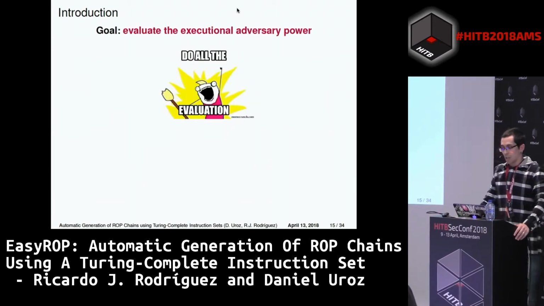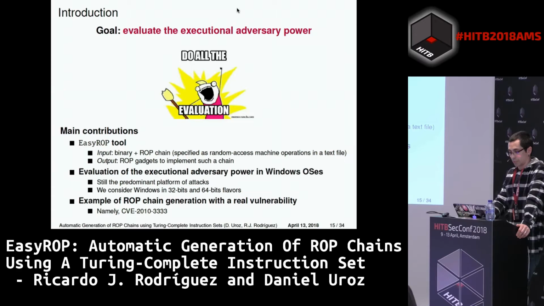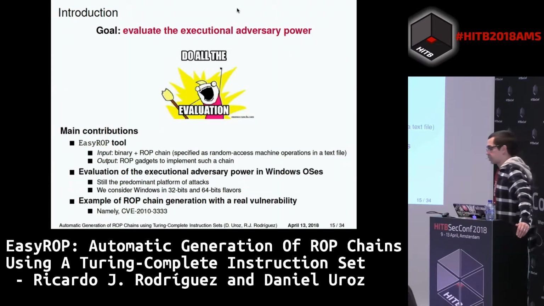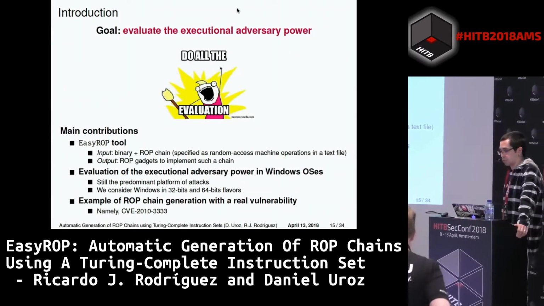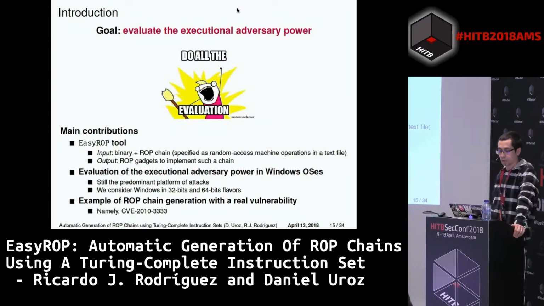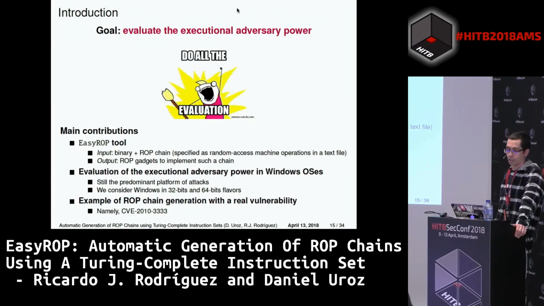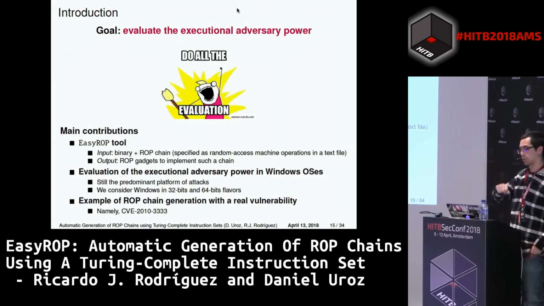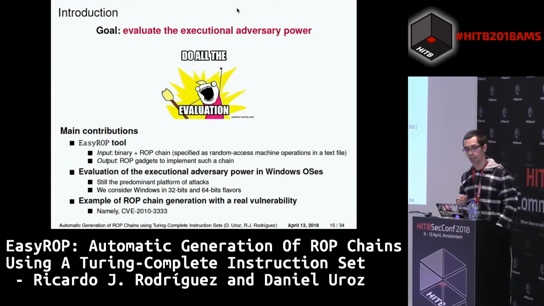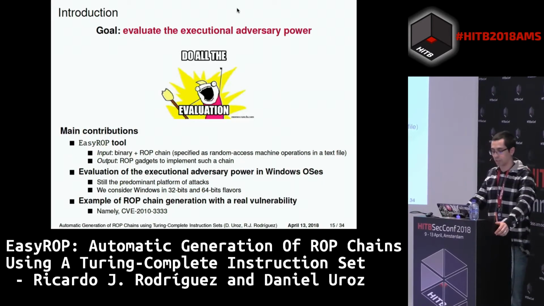So, considering this, we would like to evaluate the executional adversary power, okay? As the main contribution in this work, we have developed a tool, EasyROP, which takes as input a binary plus a ROP chain specified as the operations that we have seen before in a text file, and as output, the tool will give you directly the ROP gadgets to implement that ROP chain.